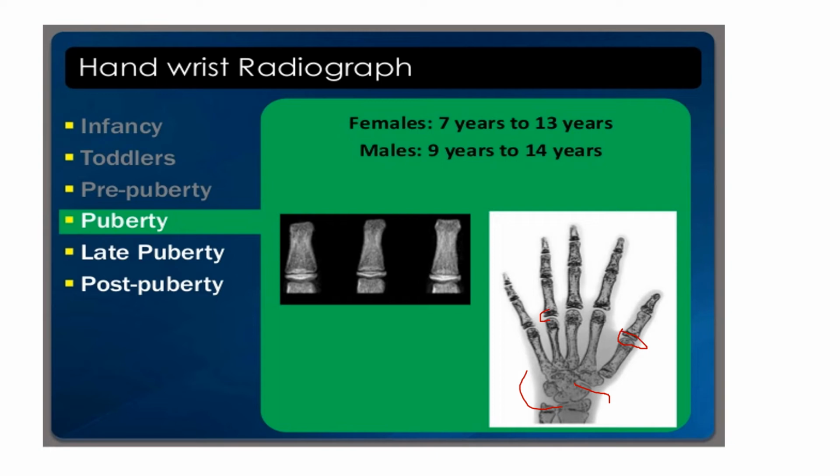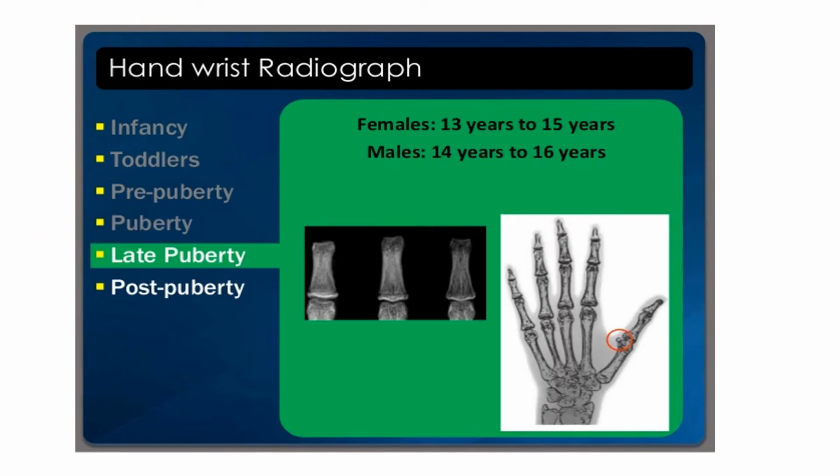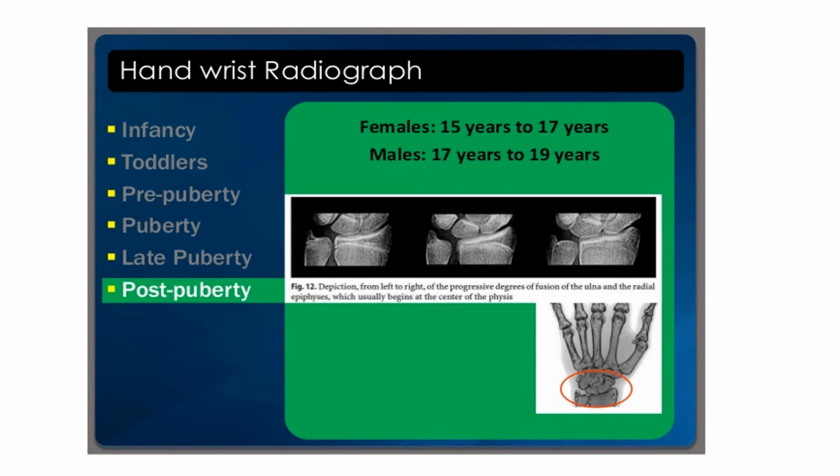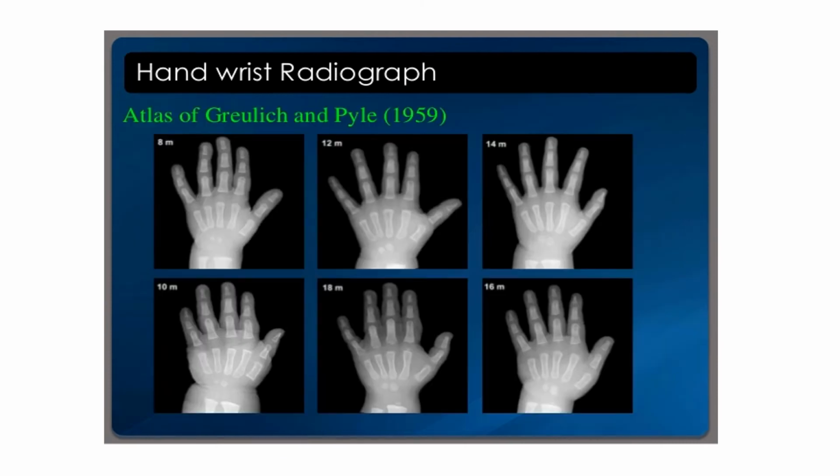Now going to late puberty, you can appreciate 13 years to 15 years for females, 14 years to 16 years for males. You can appreciate definitely that everything has gone so nicely and the growth has come so nicely. Now going to post-puberty, you can still appreciate. So this is the first method. So let's move to the second method.